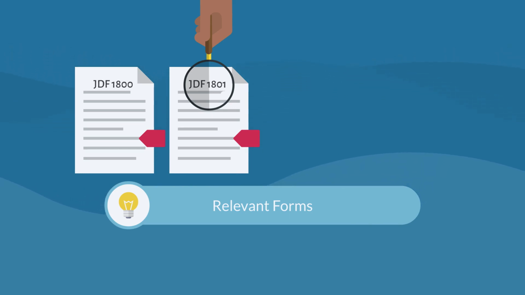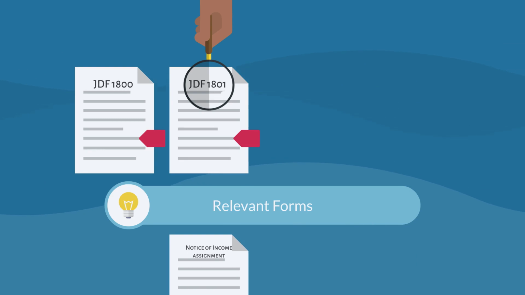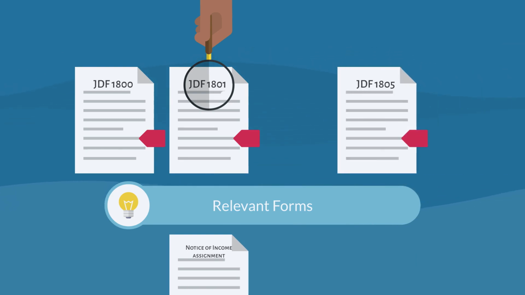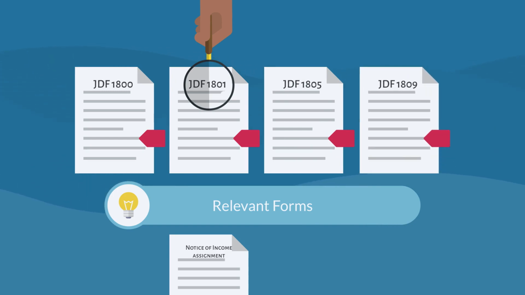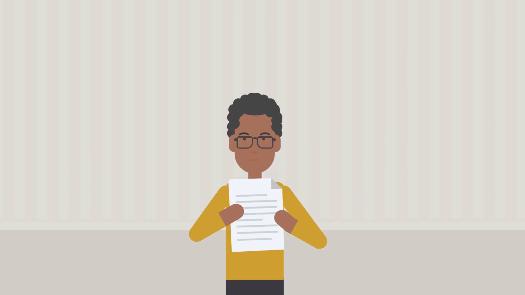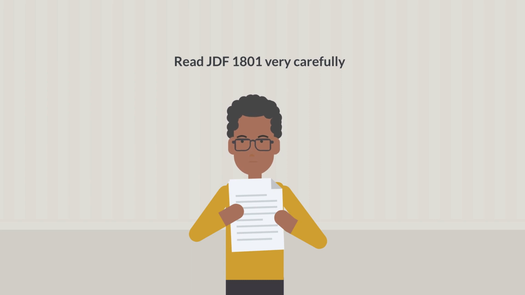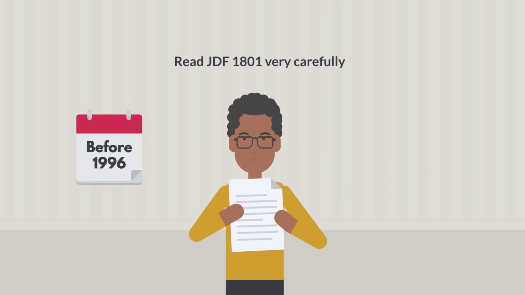There is a separate form for a notice of income assignment. It's a federal form. That form is included with the materials. And then there's also JDF 1805 and 1809. 1809 is if there's a health insurance issue. And just to be clear, you want to make sure you're reading 1801 very carefully. If you have an old support order, one that's entered before about 1996, the forms might be different. The law changed several times, and so make sure to read JDF 1801 extremely carefully before making any filings with the court.